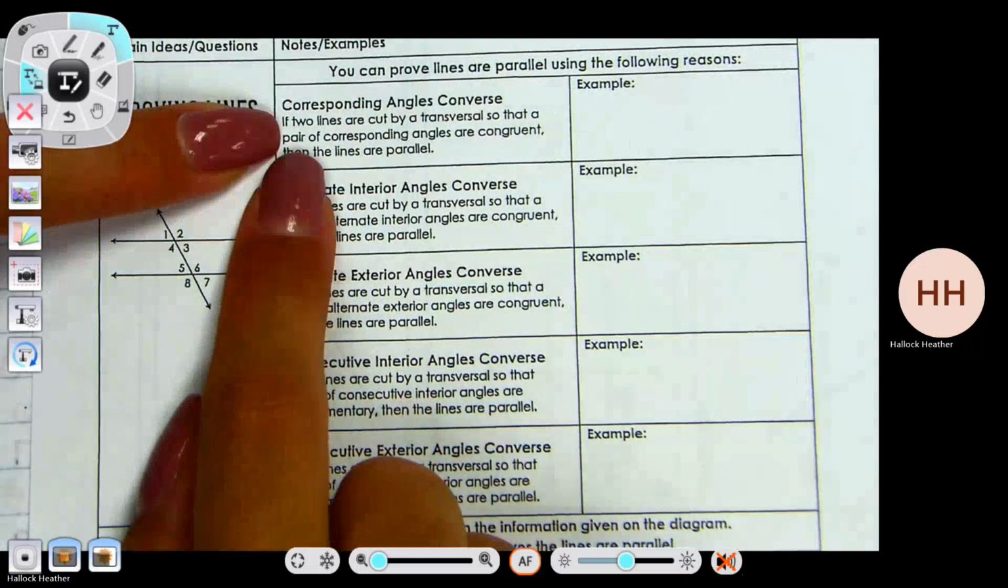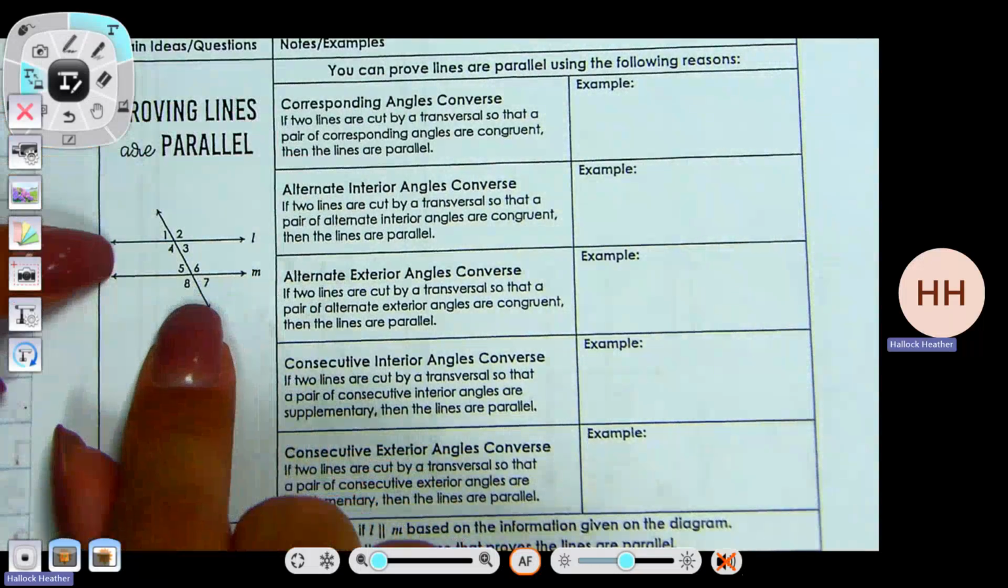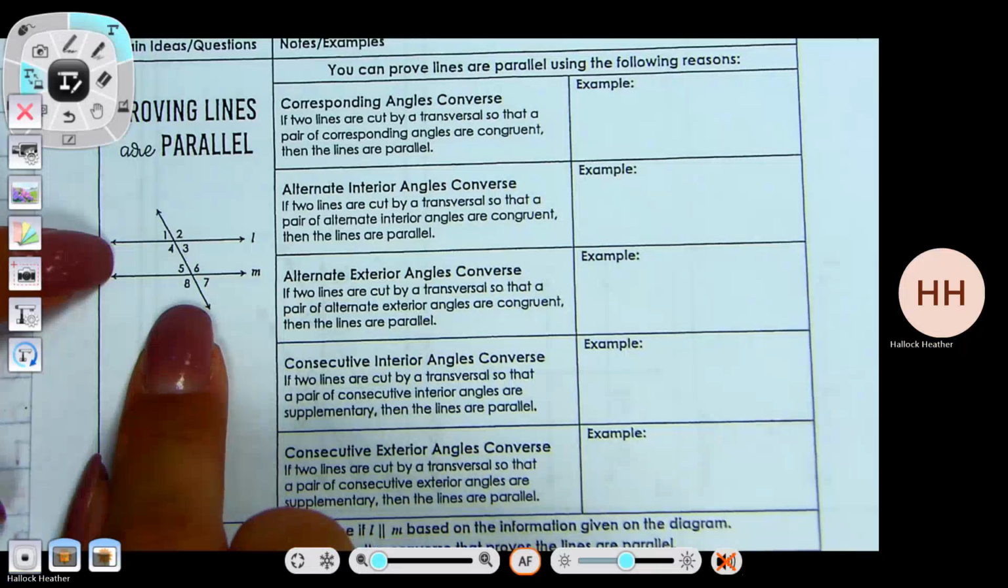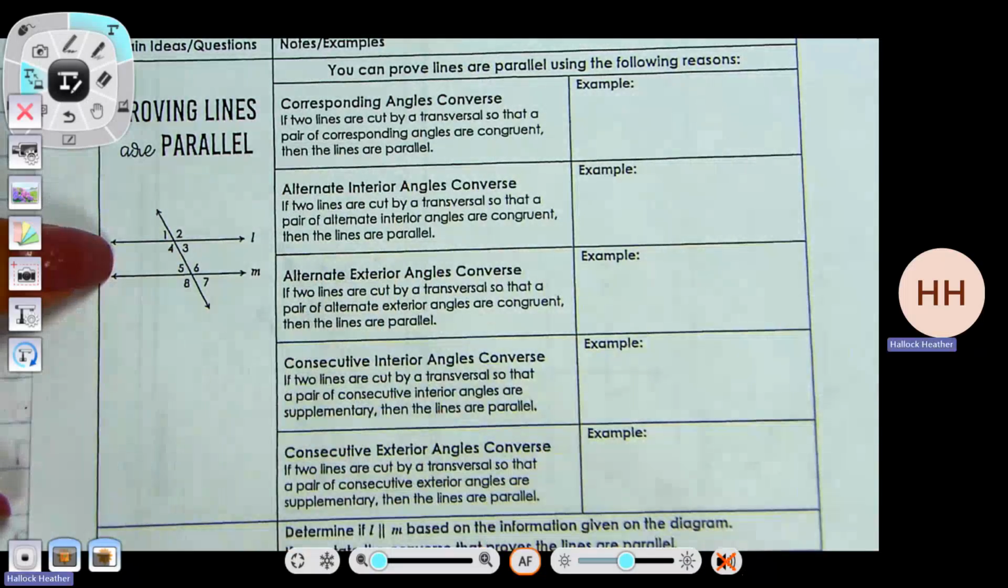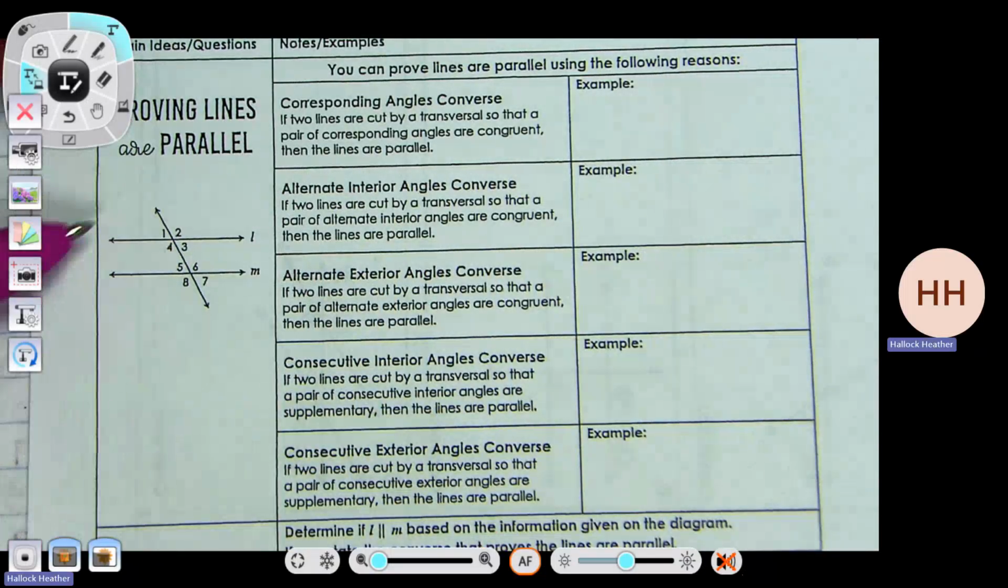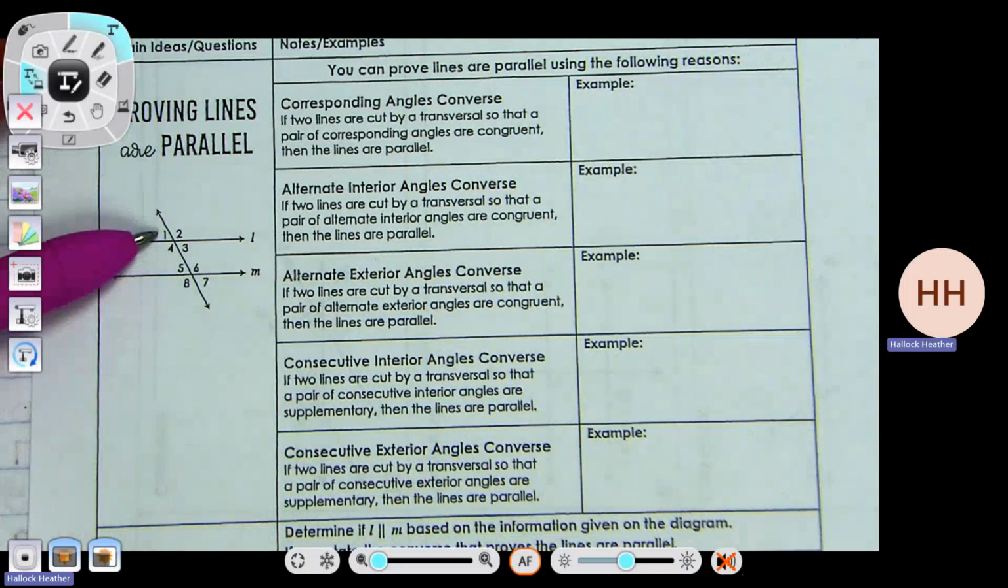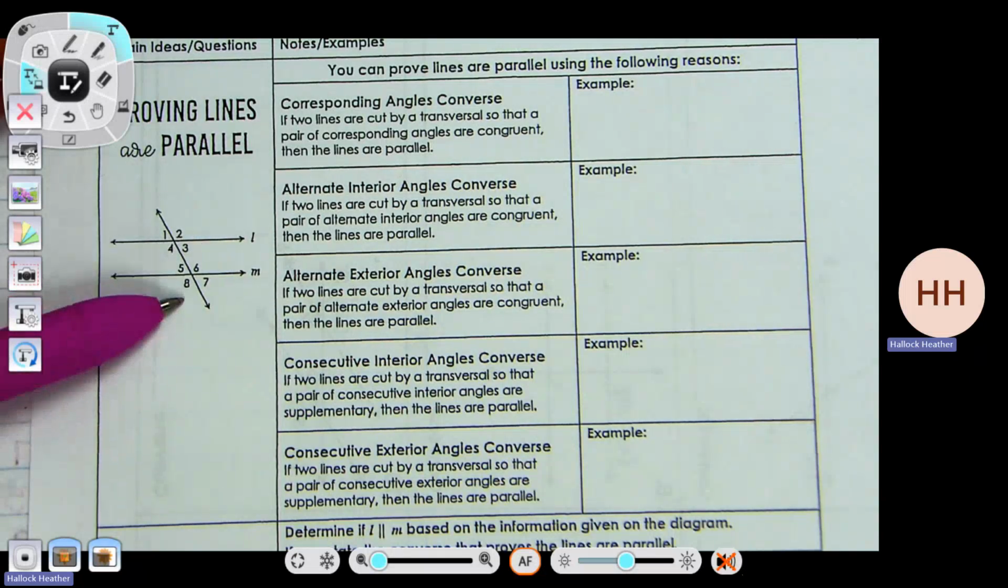Okay? Can anybody tell me a pair of corresponding angles from this picture? Somebody besides Lily. 1 and 5. Very nice. 1 and 5 are in the same spot, just literally slid down. There's one on the outside, there's one on the inside. 1 and 5 are corresponding, 4 and 8 are corresponding, 3 and 7 are corresponding, 6 and 2 are corresponding. There's 4 sets of them.